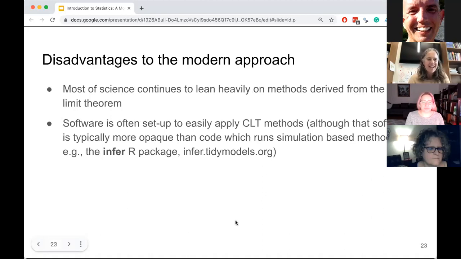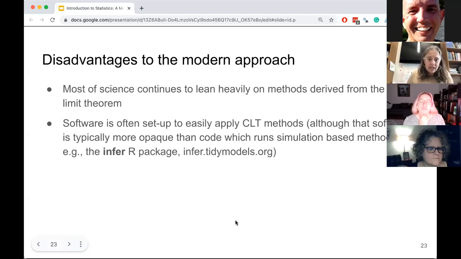Okay, next. And of course, there are some disadvantages. Most of science continues to lean heavily on the central limit theorem methods. So when you're reading scientific literature, you're seeing ANOVAs and chi-squareds and t-tests and p-values from linear regressions and so on. And so having our students fluent in those methods is still pretty important in terms of them being fluent in the literature.